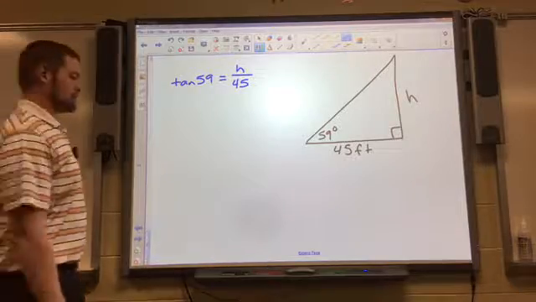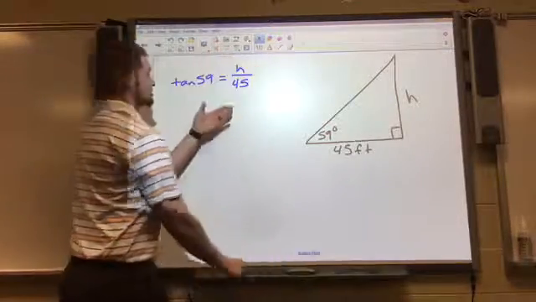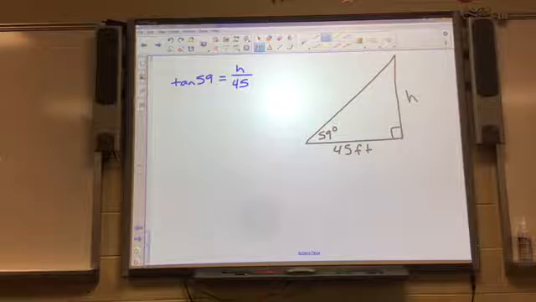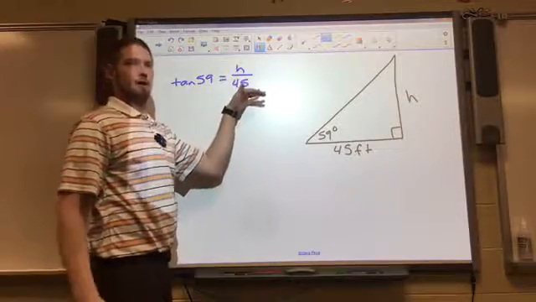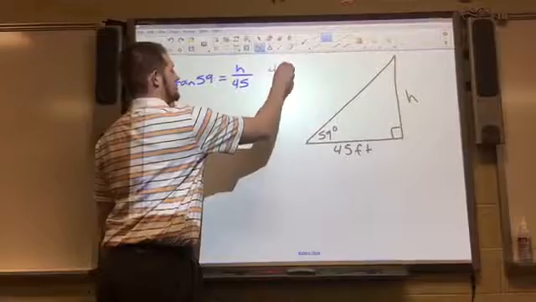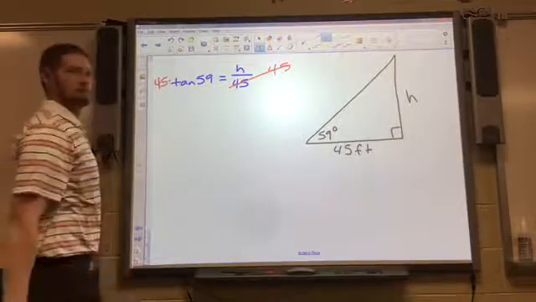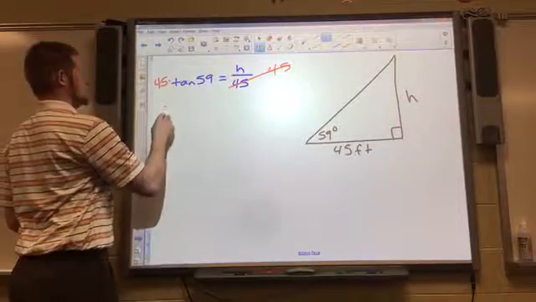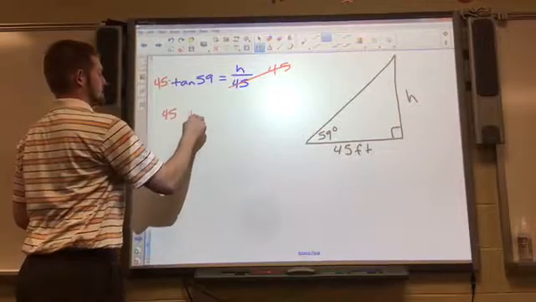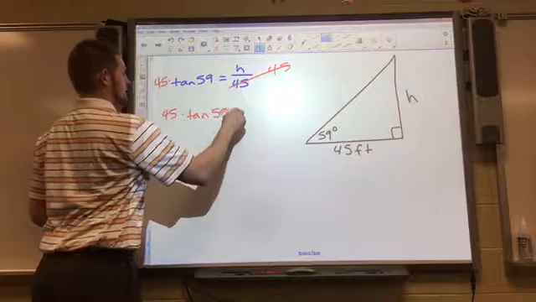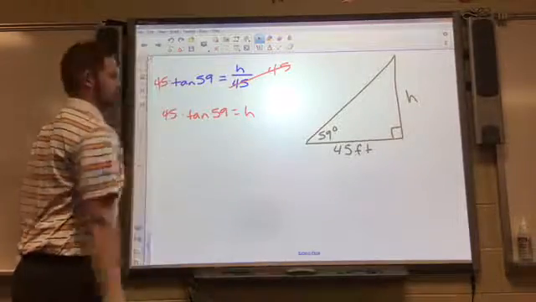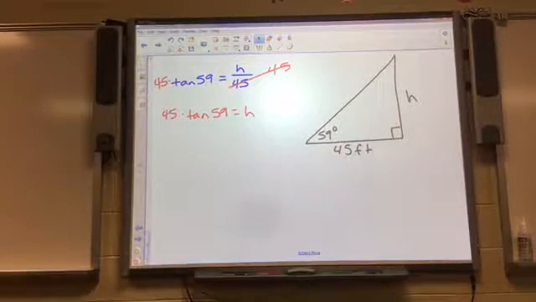So, how do I go about solving an equation? Just an equation. It looks a little different than what we're used to. But how do I go about solving an equation that looks like that, Jacob? Right, because right now I'm dividing by 45, right? So like Jacob said, I need to multiply by 45 on both sides, because what I do to one side, I do to the other. Okay, so now I have 45 times the tangent of 59 equals h. Do I have my variable by itself?